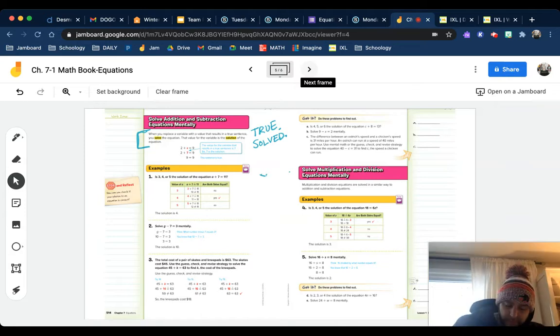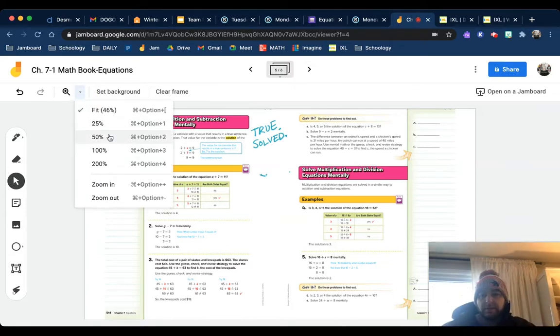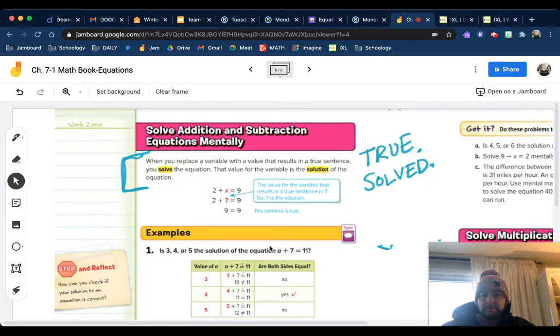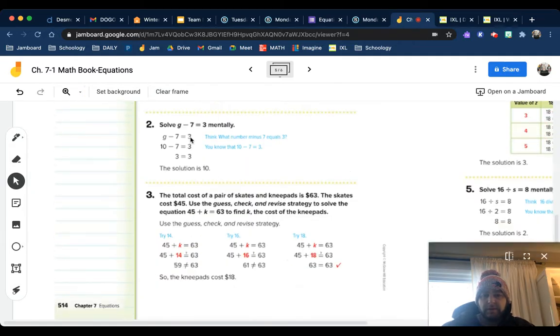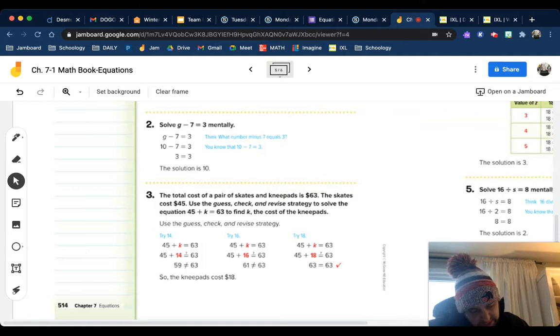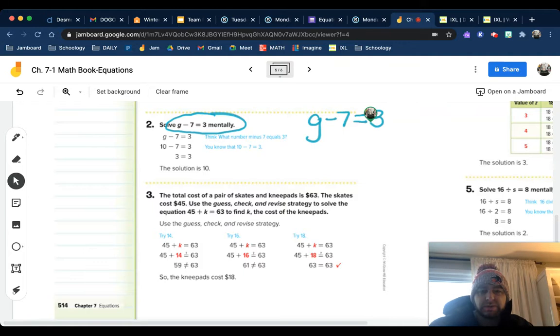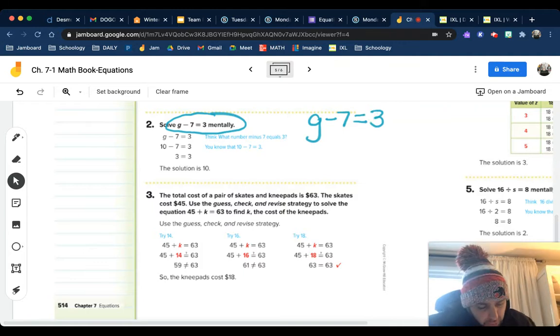Now, if you go down through the bottom here, let me zoom in a little bit better. I'll drag it around. Like if you go down to the bottom here, solve g minus 7 equals 3 mentally. This is one that, g minus 7 equals 3. A lot of kids will say 4. Yeah, 4 is it. 4 minus 7. Well, 4 minus 7 is actually negative 3.